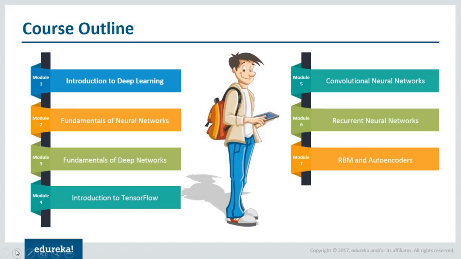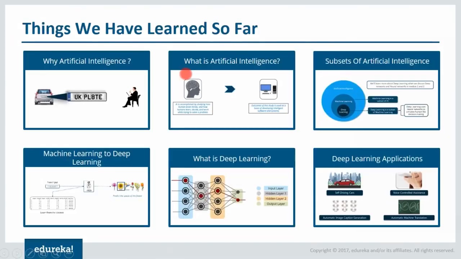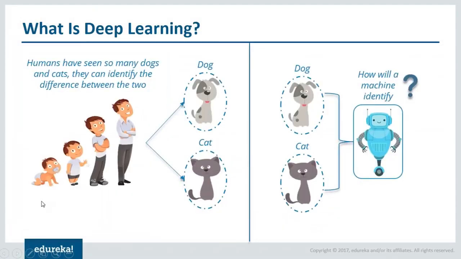Fine guys, let us move forward and understand what all things we have understood so far. These are the things that we have studied in the previous session. We first understood why artificial intelligence, what is the need of artificial intelligence. Then we saw what exactly it is, and we also focused on various subsets of artificial intelligence, that is machine learning and deep learning. Then we understood how we came from machine learning to deep learning, and we saw what exactly is deep learning along with various applications of deep learning. So we'll move forward now and understand what exactly is deep learning and how it works.